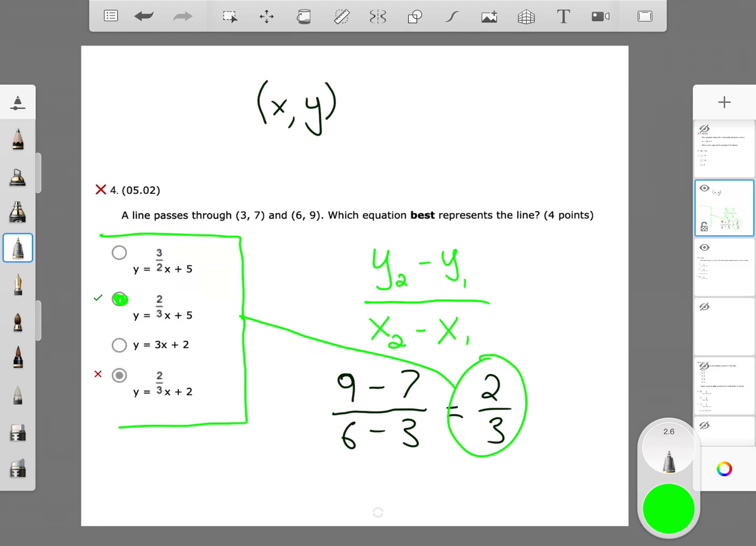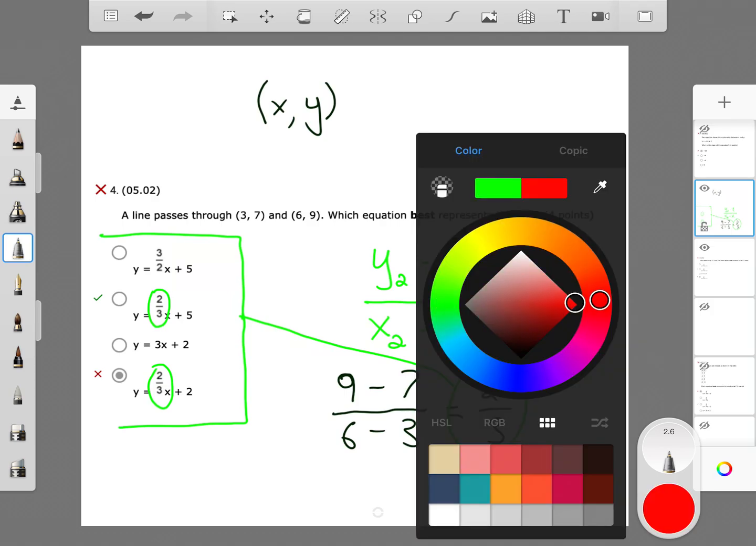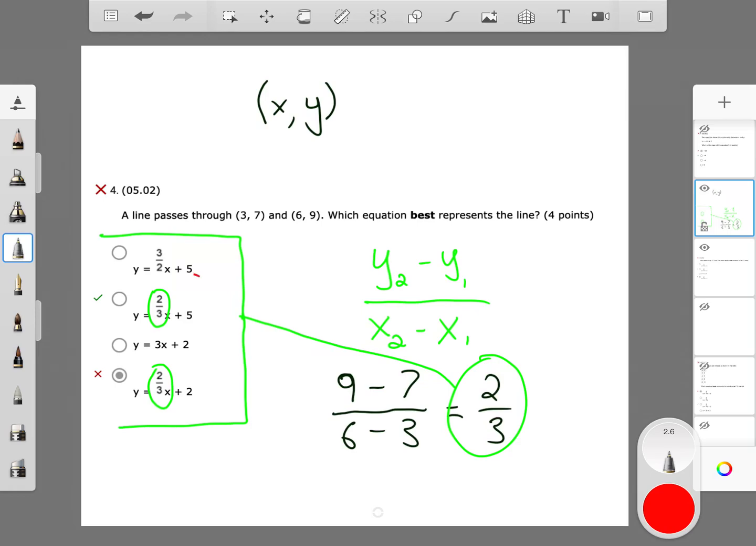Now, of course, you've known from the beginning why that is the right answer. But now you have a sense of why. There are 2 options where 2/3 is the slope, okay? But only one of them has the correct y-intercept. So we're halfway there. Here's 3 over 2. We can cross that out. Here's 3x. We can cross that out. We know the right answer is going to be one of these 2 options, 2 over 3x plus something. Now we need to understand what the y-intercept will be.